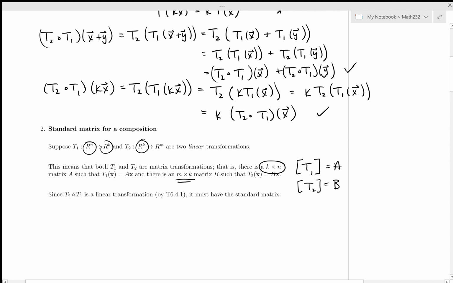Okay, so then we can figure out what the standard matrix must be for the composition. So we have this.